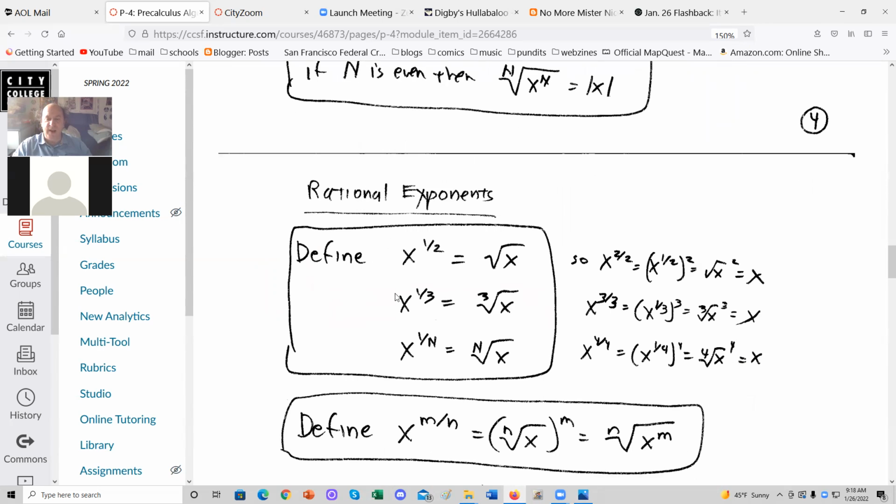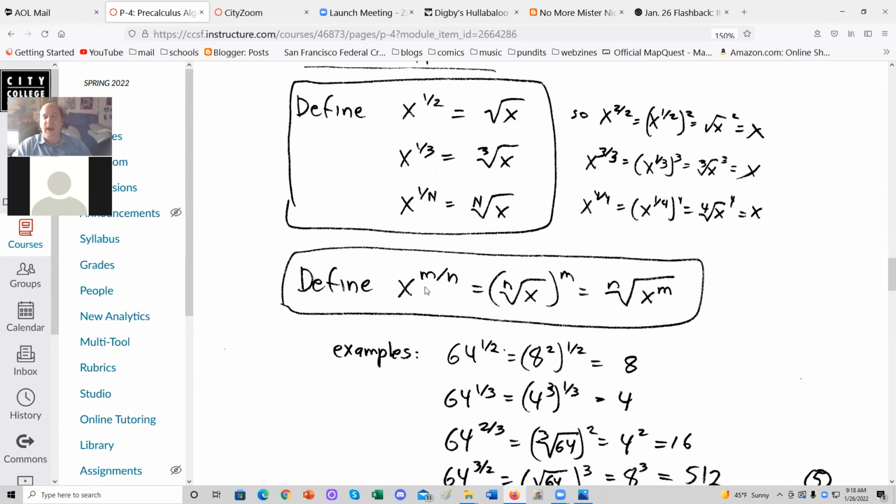So we can define these x to a reciprocal power as roots of x. And we can define a ratio power, x to the m over n, as the mth power of the nth root of x, or equivalently, the nth root of x to the m.